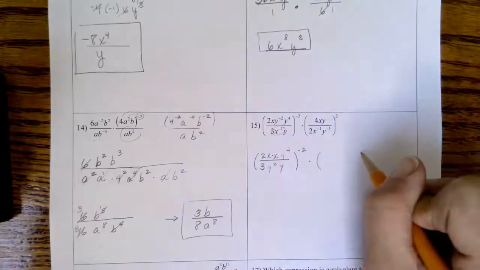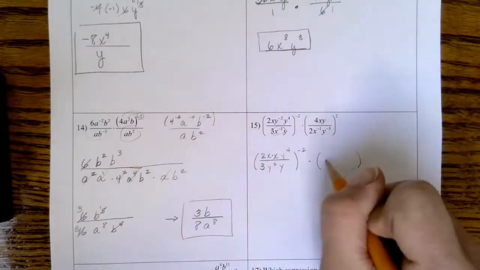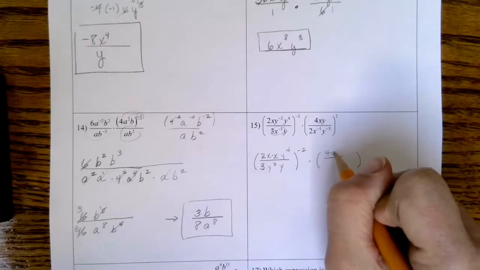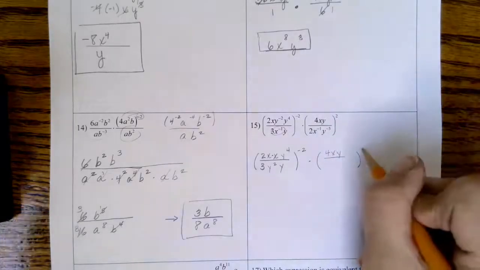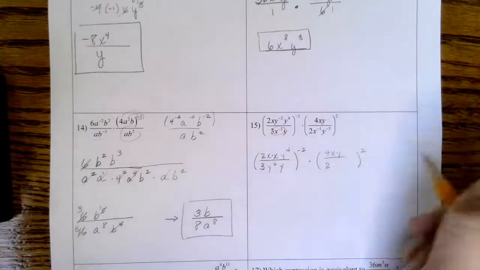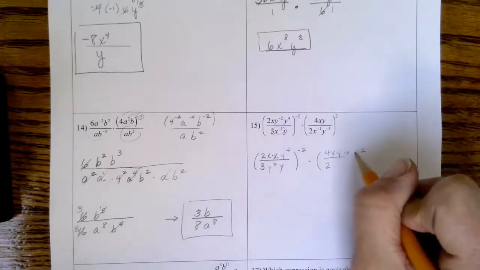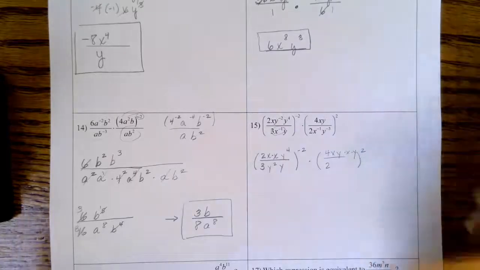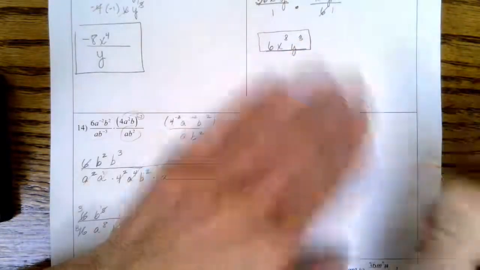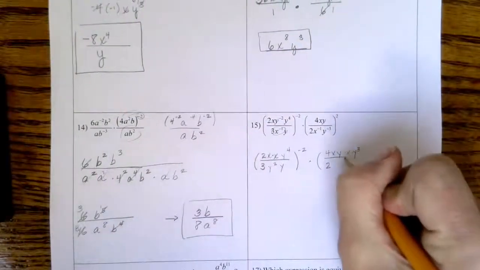Let's do my second fraction. I've got my 4 and my x and my y. Nothing going on there. This 2 stays. This x comes up. And so do these 3 y's. Let me give myself a little bit more room here. These 3 y's come up.